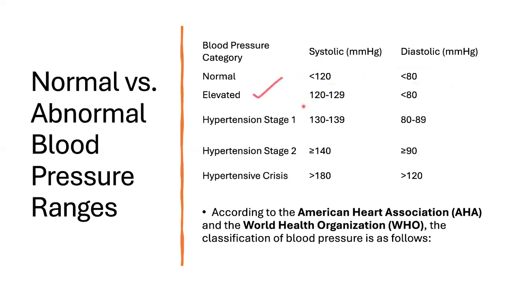Elevated is 120 to 129 and diastolic less than 80. Hypertension stage 1 is 130 to 139 and diastolic 80 to 89 millimeters of mercury. Hypertension stage 2 is equal to or greater than 140 and equal to or greater than 90. Hypertensive crisis is greater than 180 and greater than 120.